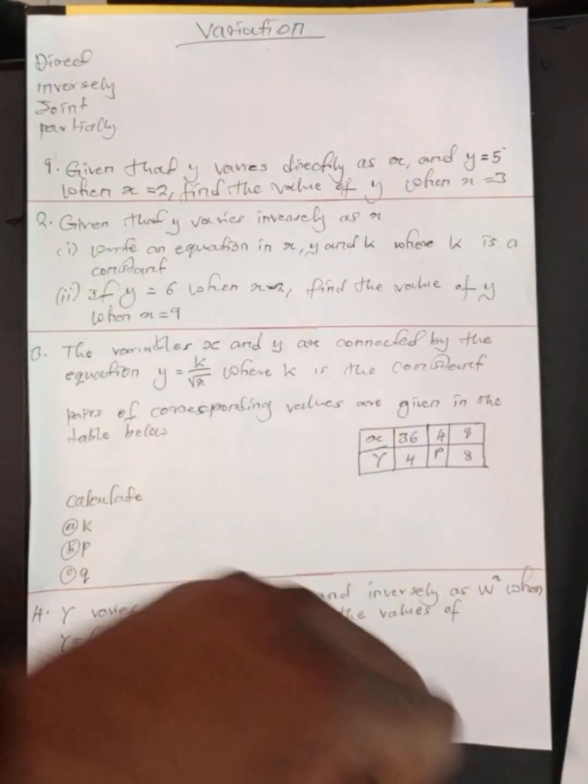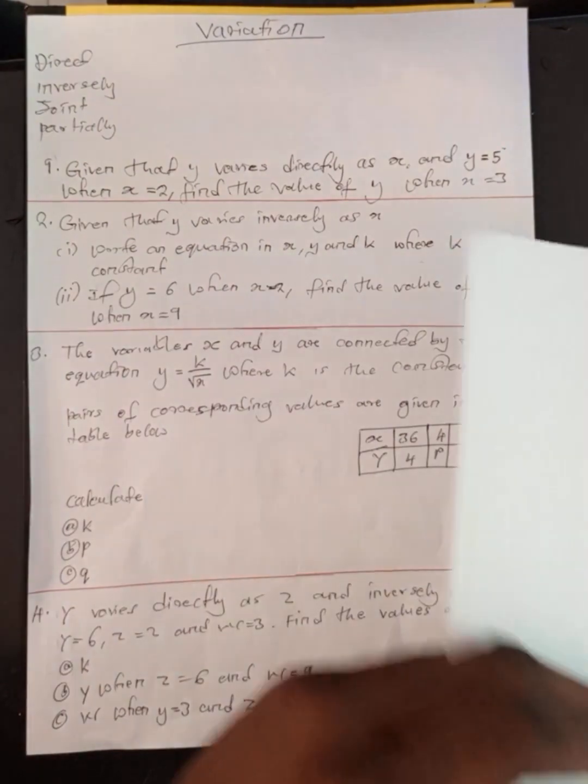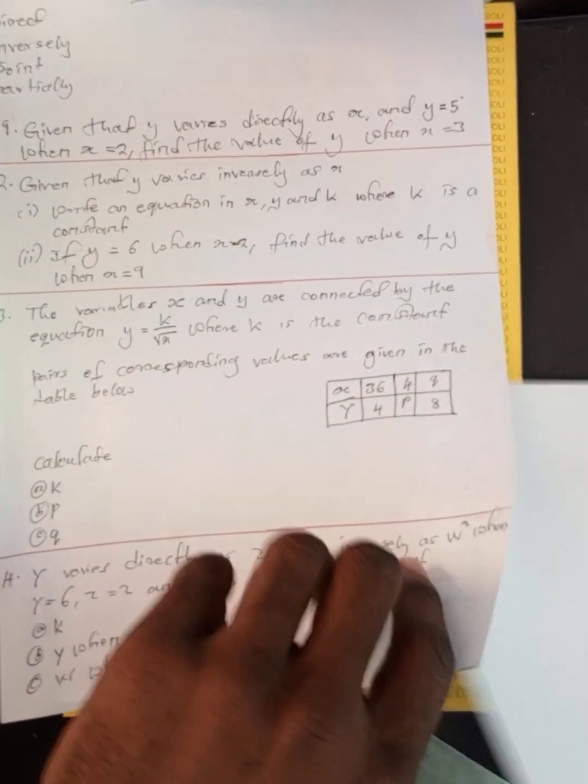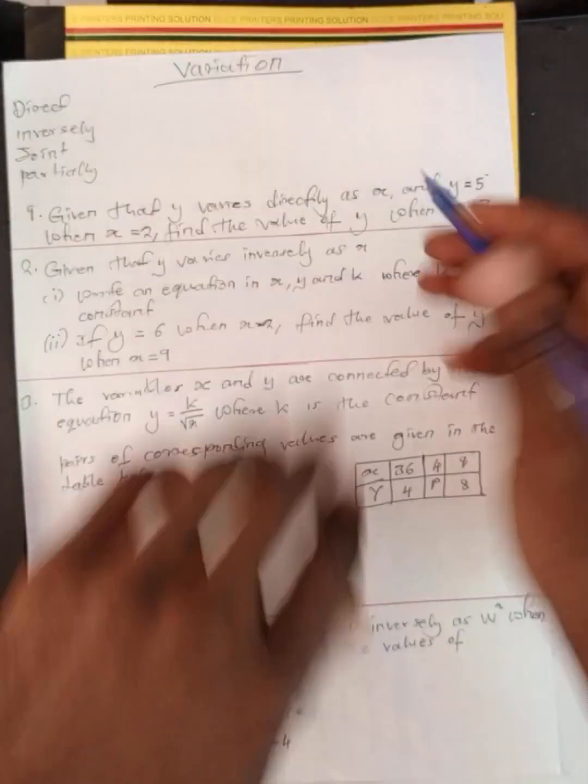So today we are going to look at the topic called variation. Okay, so we've got what we call direct, inverse, joint, and partial variation. So we are going to look at direct.